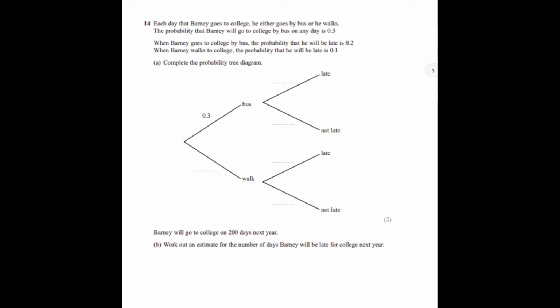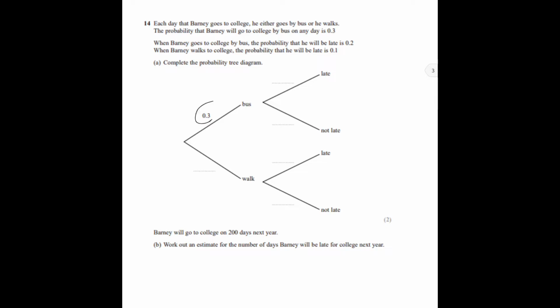Alright, the next question they're asking, this is another probability question. This is not connected with the question previously. So each day that Barney goes to college, he either goes by bus or he walks. The probability that Barney will go to college by bus on any day is 0.3. When Barney goes to college by bus, the probability that he'll be late is 0.2. When Barney walks to college, the probability that he will be late is 0.1. Complete the probability tree diagram.